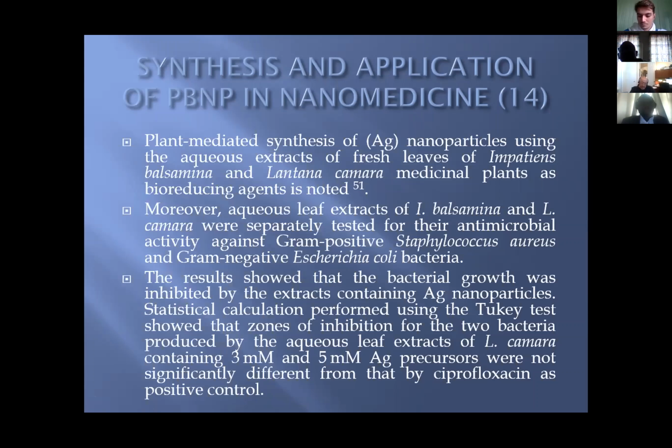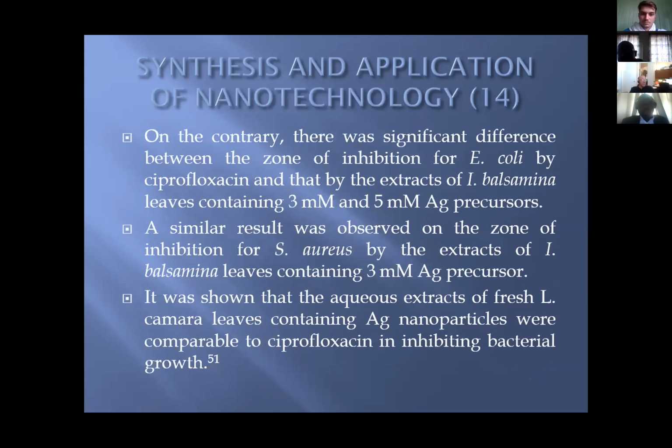When you are developing a natural antibiotic, you want its potency and selectivity to be comparable to that of synthetic ones, so that there would not be a need to use a synthetic antibiotic. And this is what they found with one of the nanoparticles using Lantana camara, this plant species.